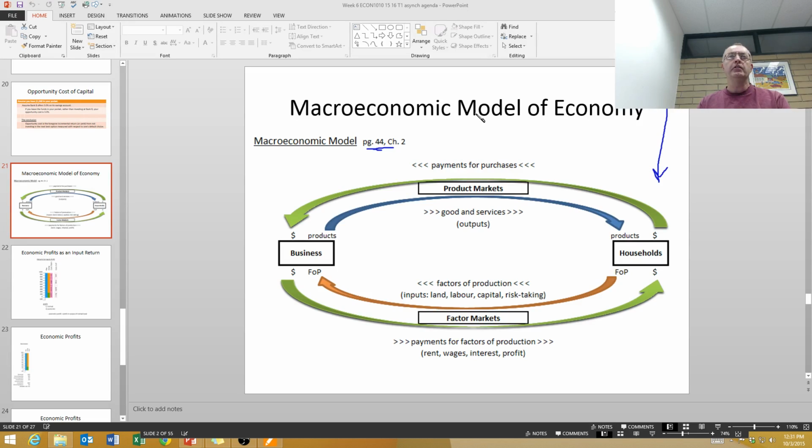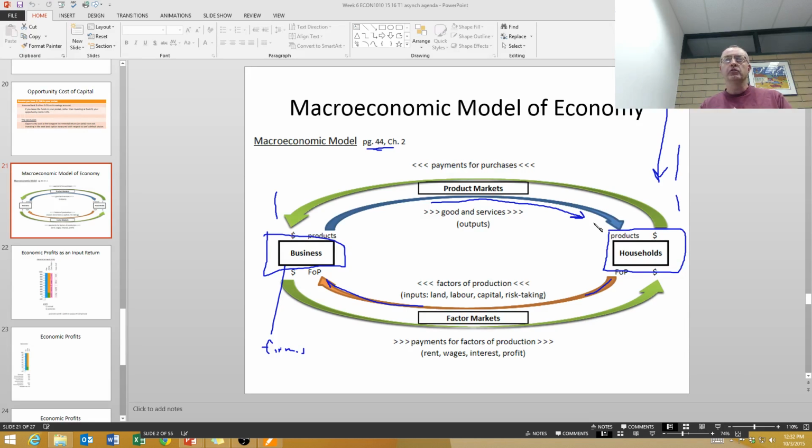So in this diagram on page 44, and on the diagram I have on the screen, on the right-hand side we have so-called households, and on the left-hand side we have businesses, or as economists like to call them, firms. So there's a relationship between households and firms in the economy. Households sell inputs to businesses, and businesses transform those inputs into products that they in turn sell to households.